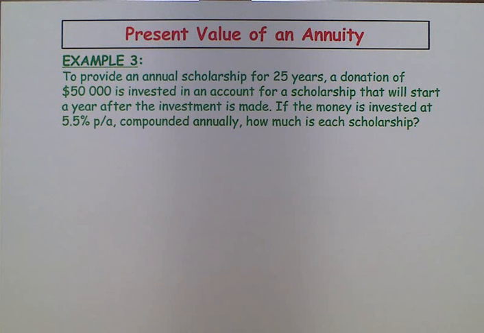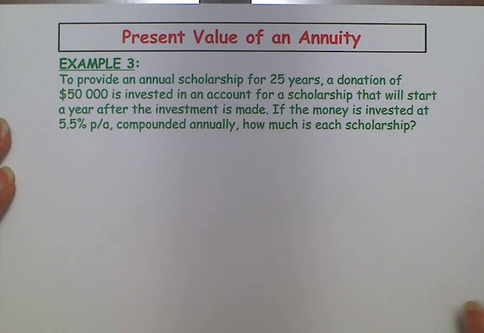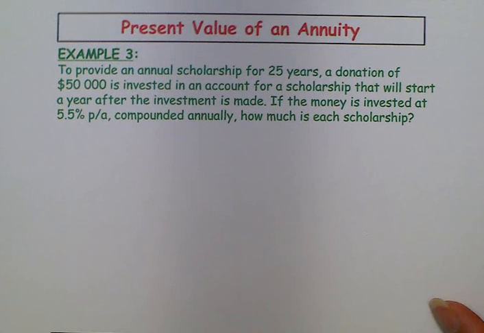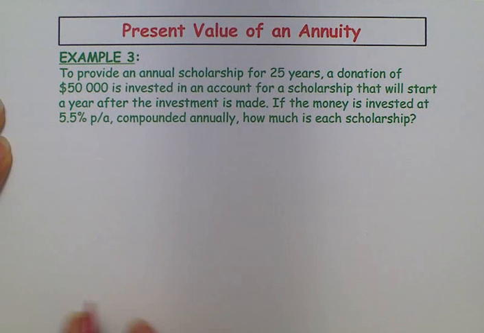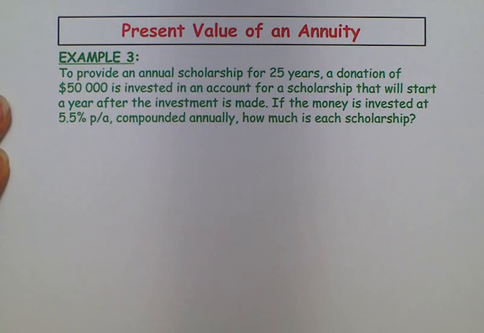Alright, here's our last example. It says: to provide an annual scholarship for 25 years, a donation of $50,000 is invested in an account for a scholarship that will start a year after the investment is made. If the money is invested at 5.5% per annum, compounded annually, how much is each scholarship?